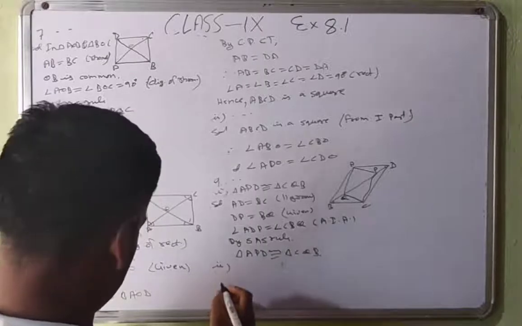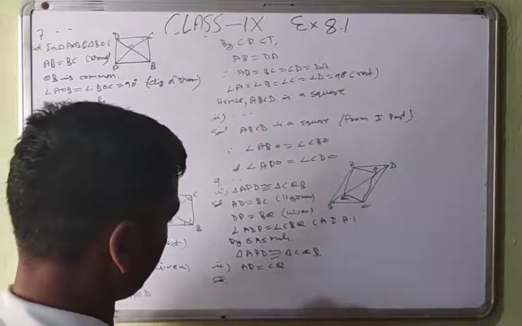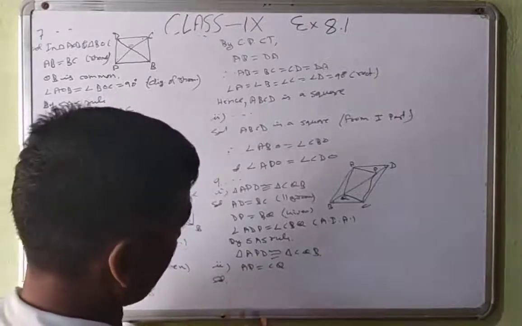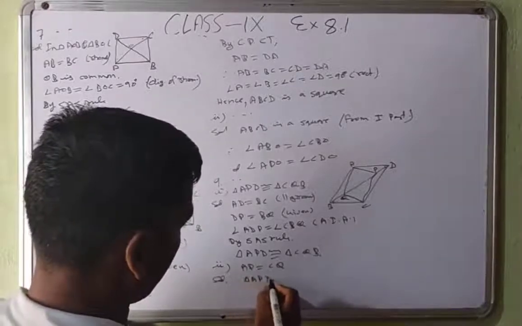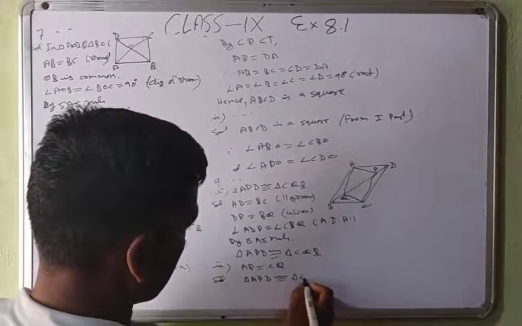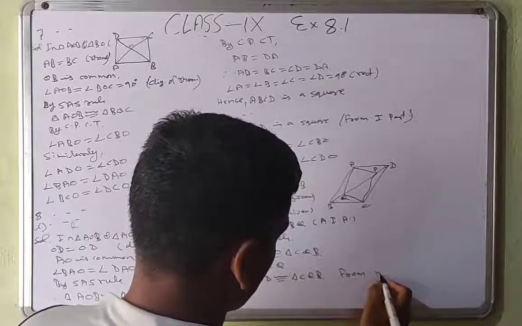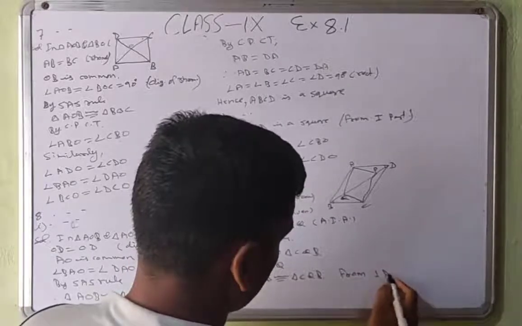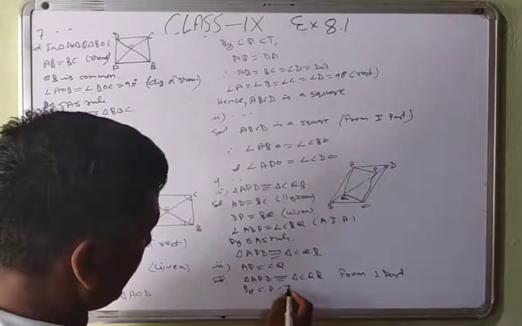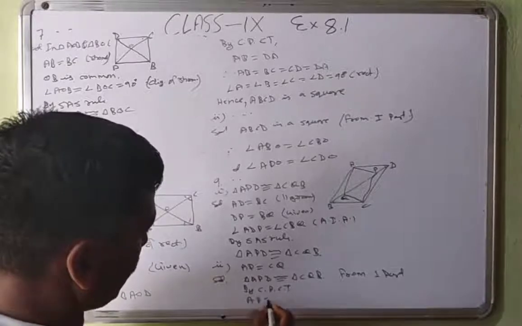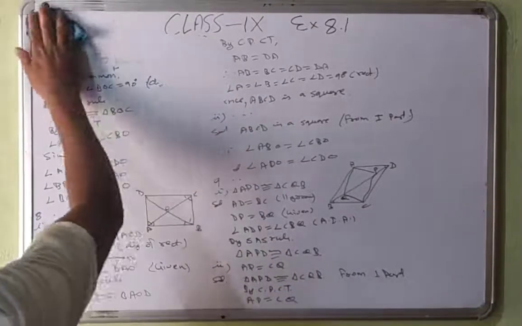The second part is AP is equal to CQ. Solution: triangle APD is congruent to triangle CQB from the first part. So by CPCT, AP is equal to CQ. Now we will see the third part.